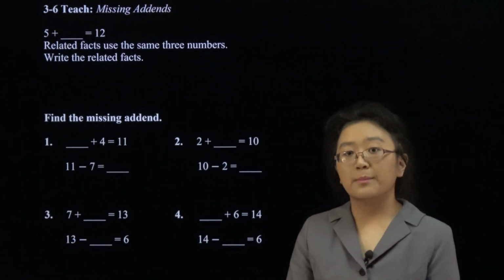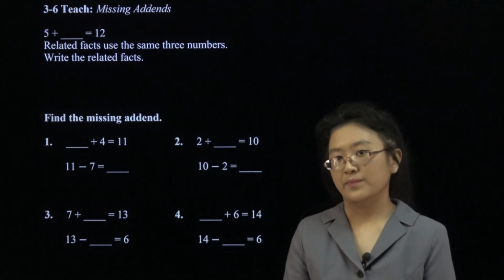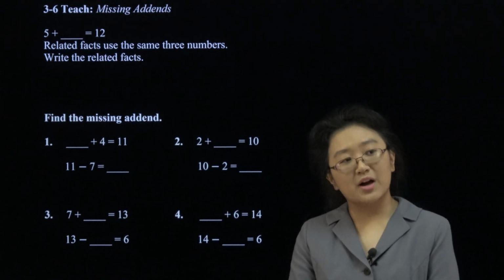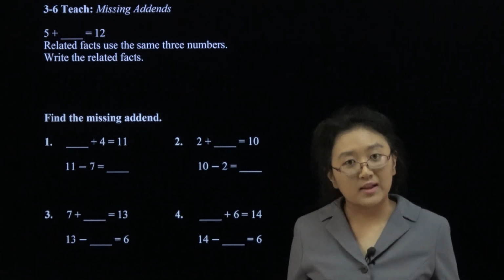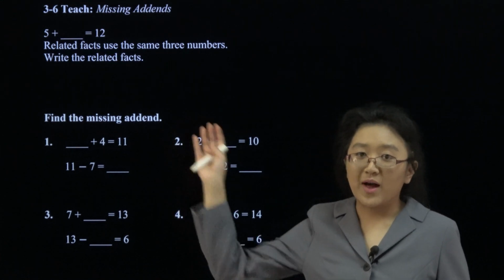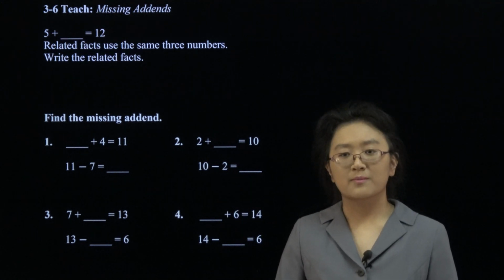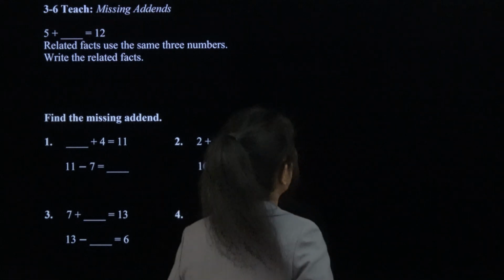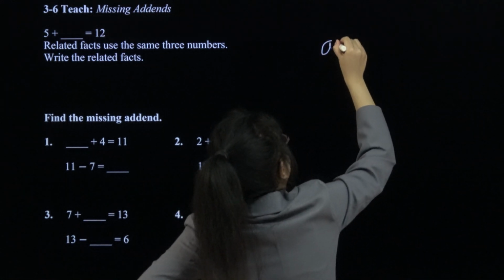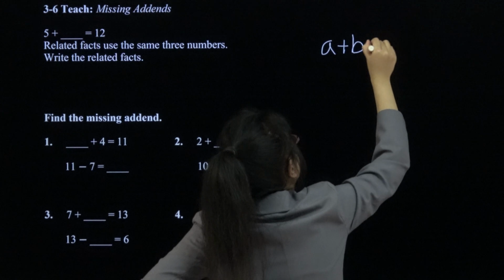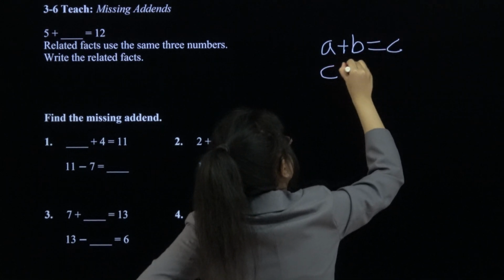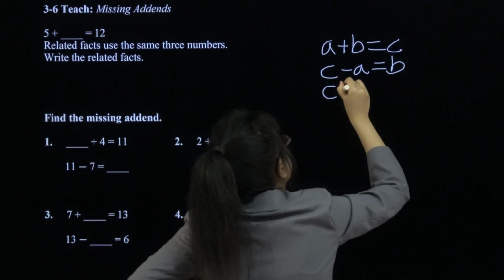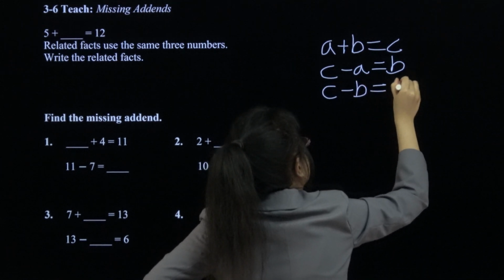Section number 6 is about missing addends. How do we find those missing addends? Well, we use something called related facts. Related facts use the same 3 numbers. Doesn't that sound a little bit familiar? Kind of like the ABC stuff that I wrote last section. Well, here I am, writing them again.